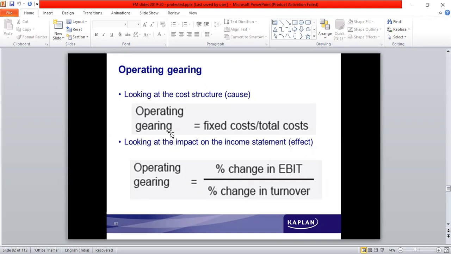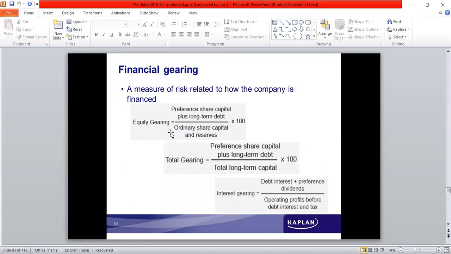So operating gearing is a situation which arises because of utilizing fixed cost in their total cost, because use of fixed cost will have a positive impact on the profitability. That is to run the business, day to day activities, operating expenses. In case of the operating expenses, we are classifying them as variable cost and fixed cost. The second level is financial gearing.